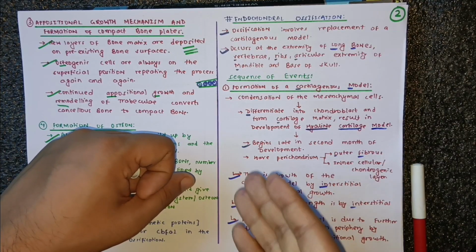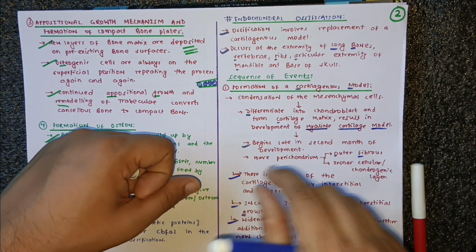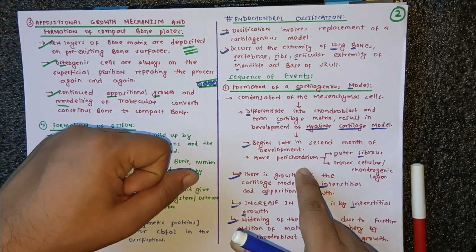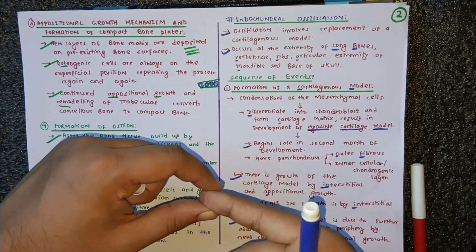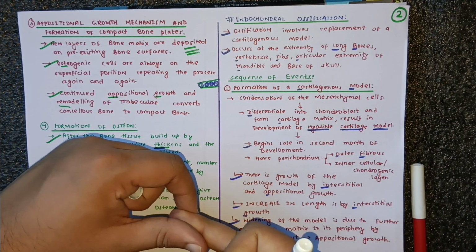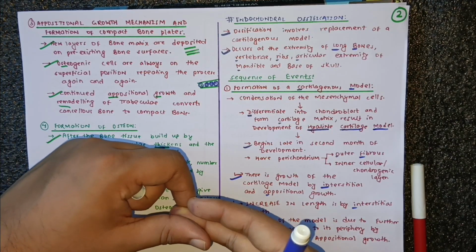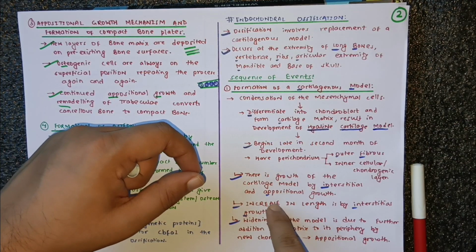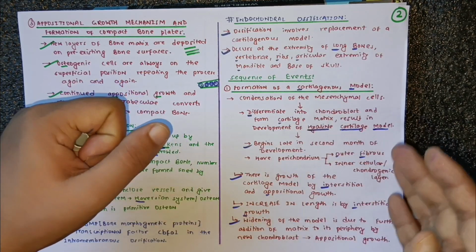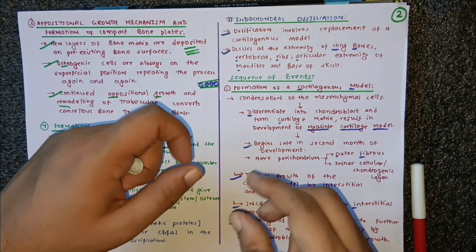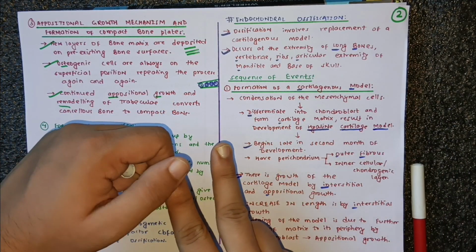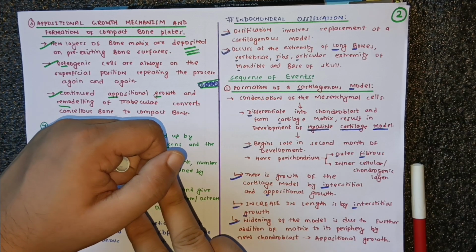It begins in the second month of development, and the outer covering of the cartilage is the perichondrium. In the perichondrium we have two different layers, outer fibrous and inner chondrogenic or cellular. Another point is the growth of the cartilaginous model, and that is in two ways: one is appositional and the other is interstitial.